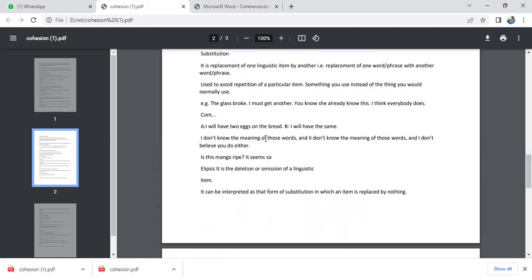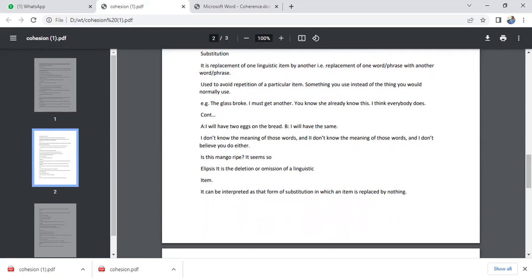I will have 2 eggs on the bread. I will have the same. Remember, 2 eggs on the bread is avoided, replaced by the word same. So over here, 2 eggs on the bread is substituted by the word same. So it gives you the clue that the idea is similar to the previous one.